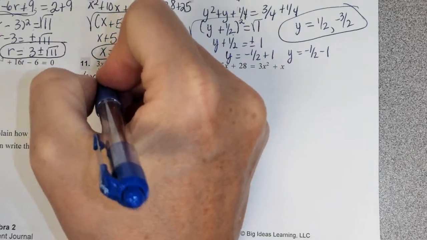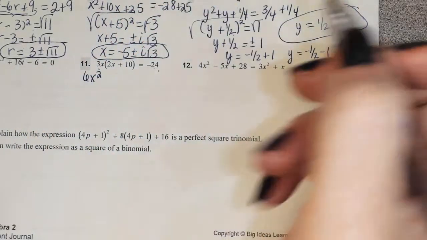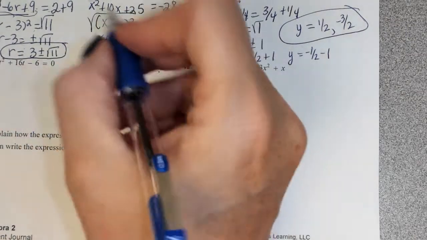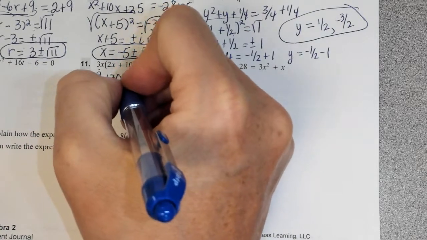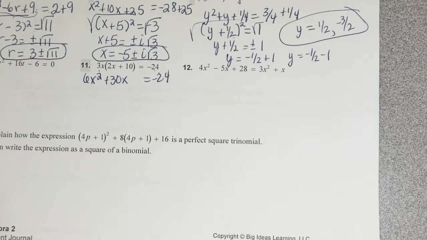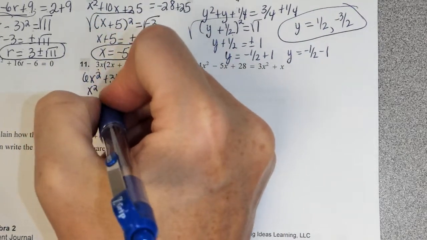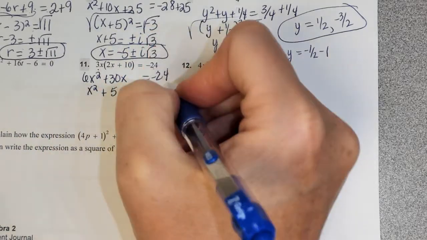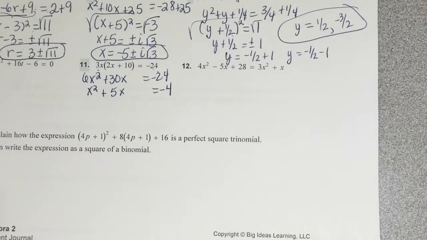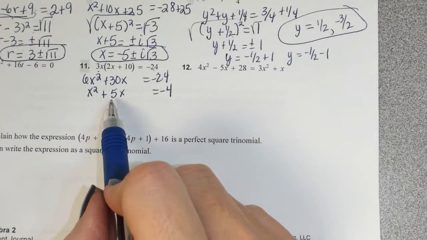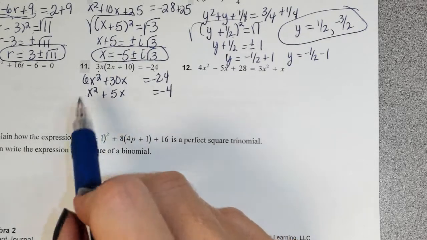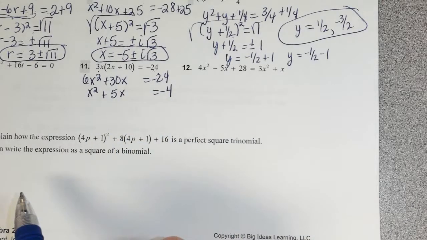So we're going to have 6x squared. Can you divide by 3? Yeah, but I'm going to wait till after I multiply it out, and then I will. So I'm going to multiply it out, and I get plus 30x. And I can actually divide through by what? 6. And I can get x squared plus 5x equals negative 4. Now, I want you to think about this. Do half of 5, which is 5 over 2, and then square it. I want you to do this step on your own. Figure it out.